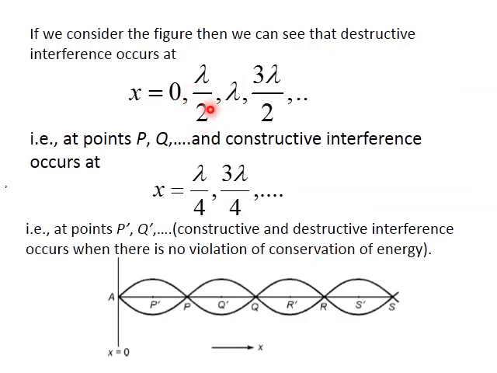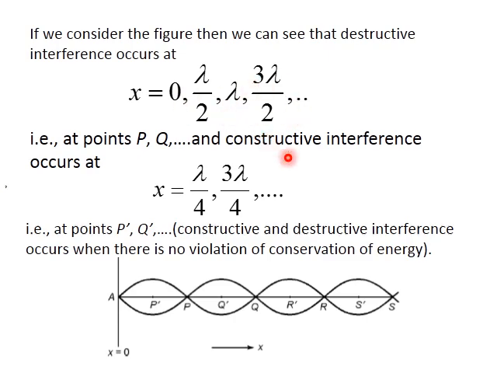Now, if we consider the figure below, we see that destructive interference occurs at the point A, then at the points P, Q, R, S. What are these? These are basically the points x equal to 0, x equal to lambda by 2, x equal to lambda, then x equal to 3 lambda by 2, etc. So at points P, Q, etc., we have destructive interference.